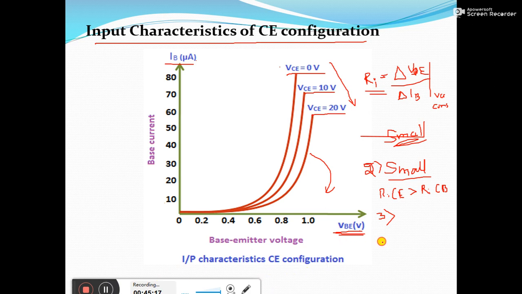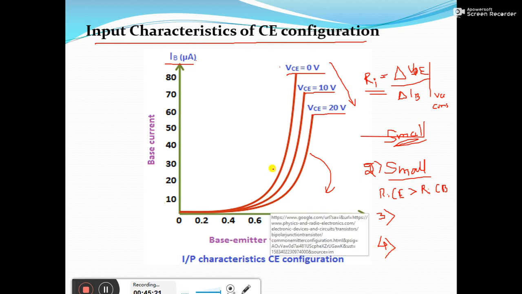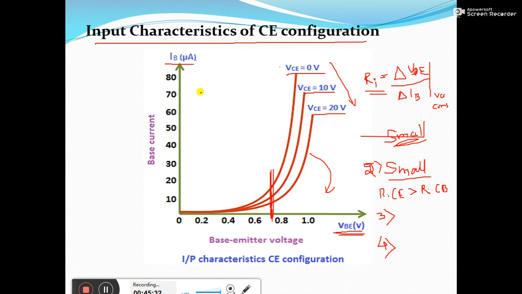The fourth point, for a fixed value of VB, let's consider somewhere here is a fixed value. I have considered this portion as a fixed VB value. At this fixed VB value, with increase in VC, IB is getting decreased. That is the fourth point.